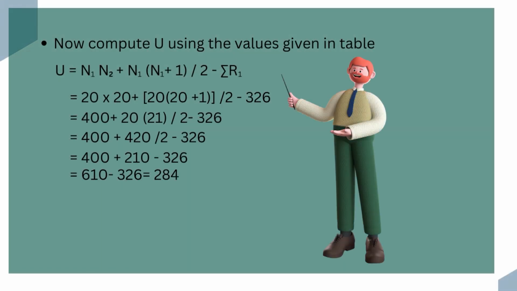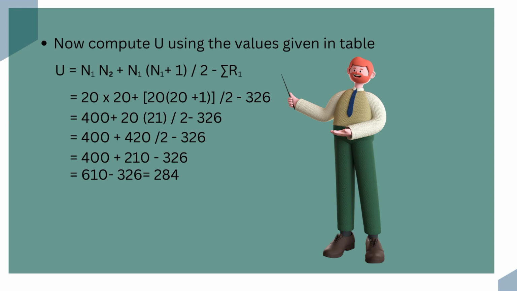Let us now compute U using the values given in table 1.3. U is equal to n1 multiplied by n2 plus n1 (n1 plus 1) divided by 2 minus summation R1. So, the value would be 20 into 20 plus 20 (20 plus 1) divided by 2 minus 326, and that would be 400 plus 20 into 21 divided by 2 minus 326, and after subtraction, the total value would be 284.